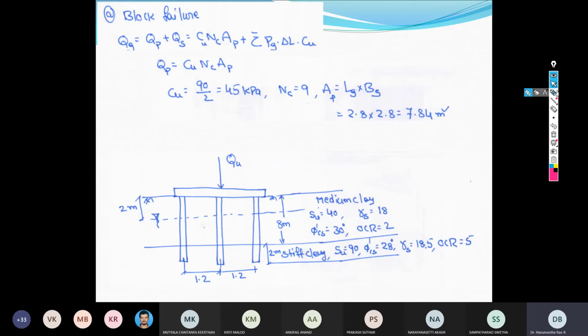Then since we are considering the block failure, your cross sectional area is nothing but LG by BG. So substitute everything. Qp is equal to Cu, that is 45 kilopascals, Nc, that is 9, and Ap, that is 7.84 square meters. So the point bearing capacity of the pile group comes out to be 3175.2 kilonewtons. Since you are multiplying with the cross sectional area, this is a load.